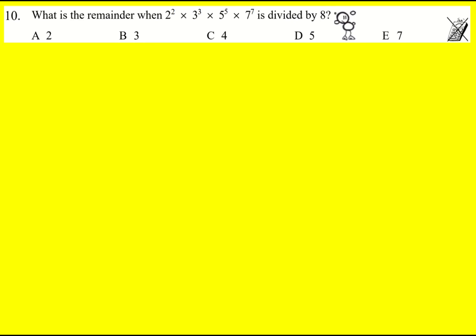I'm going to talk about two ways to do this question. Right, so we can see that 4 goes into this number here because 2 squared is a factor. However, 2 cubed does not go into it, so 8 is not a factor. We're not going to get a remainder of 0.